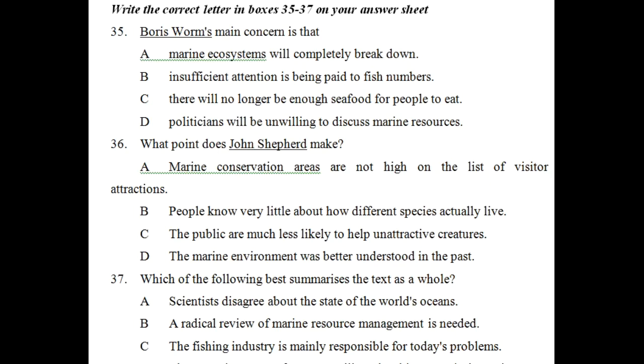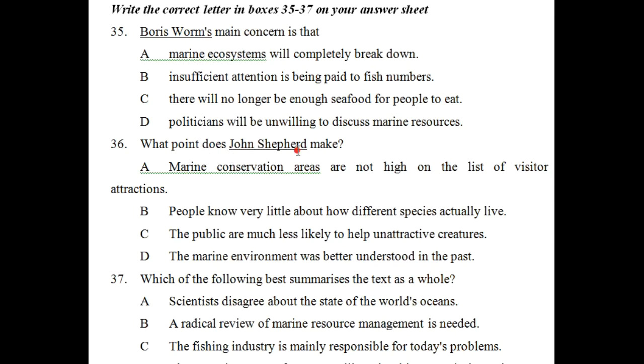So before I go where I have dropped the hint, let me tell you how to deal with this type of question. Generally, in multiple choice questions, you have got two types of questions. The first, where you have a straight type of indication in the question, like Boris Worm's main concern is what? So that is a direct question. You have to find out the main concern. The second is saying, what point does John Shepherd make? So again, there is a straightforward question.